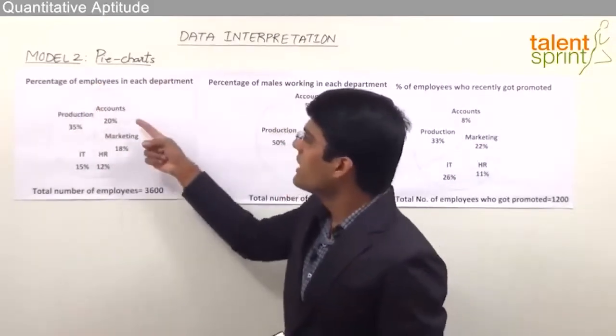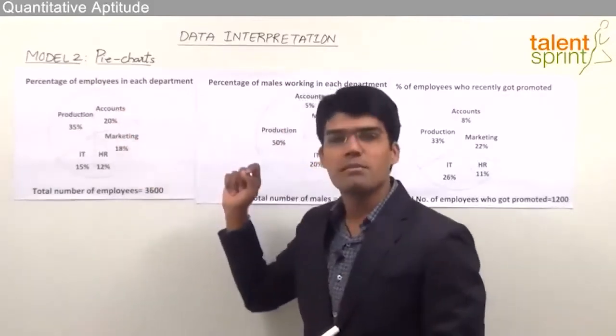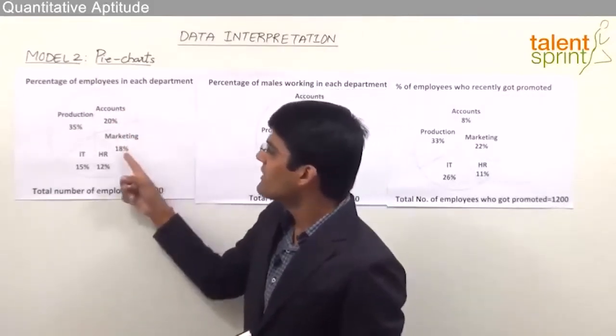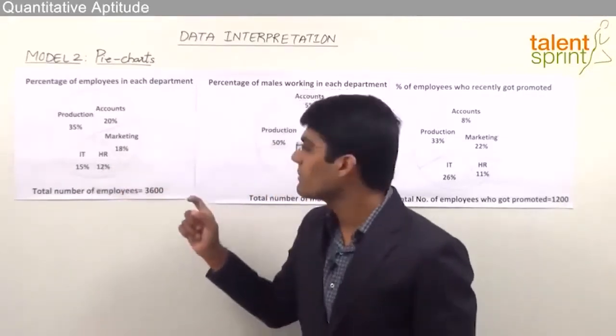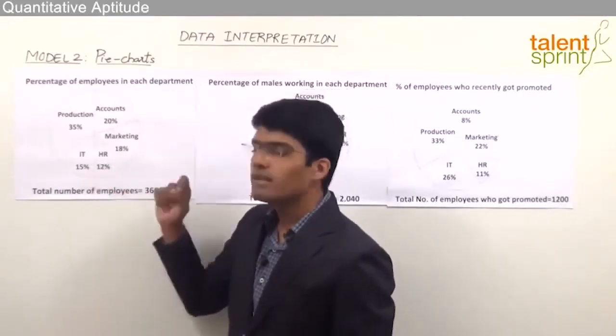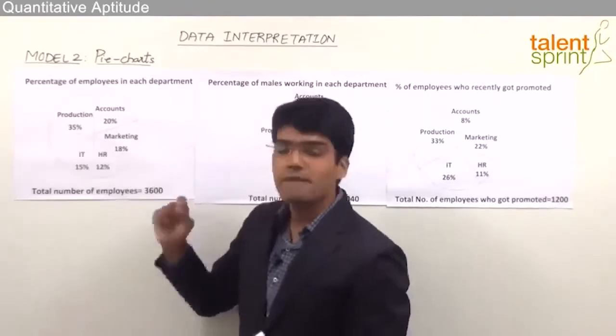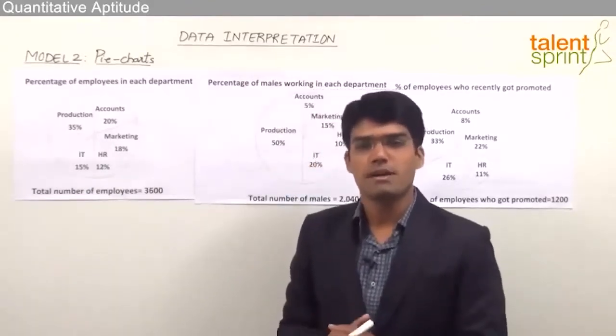So as you can see, in the accounts department, 20% of the employees work. Then 18% of the employees work in marketing department. 12% of the employees work in HR department. 15% of the employees work in IT department, and 35% of the employees work in production department.